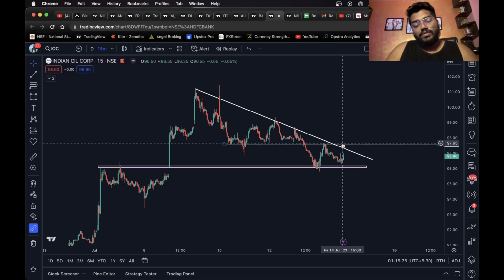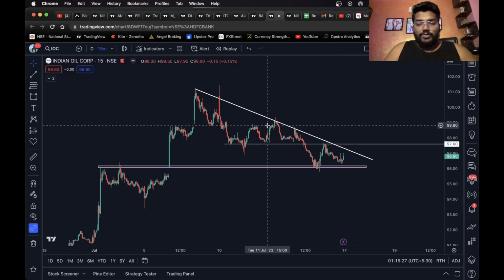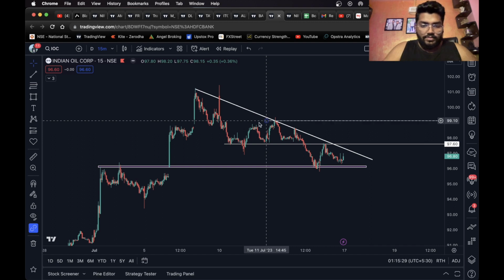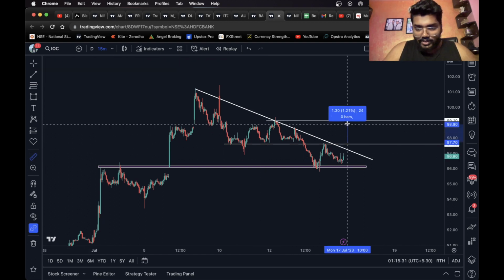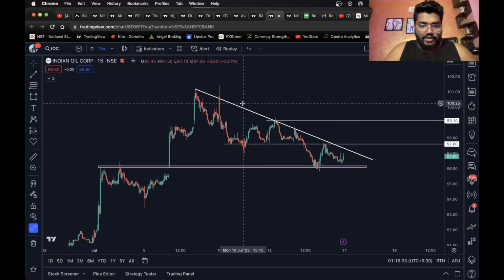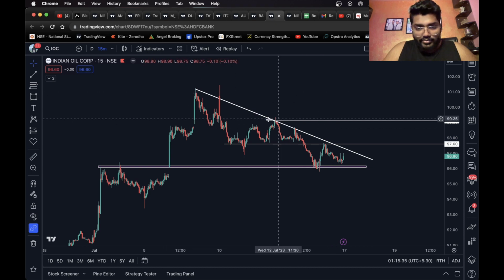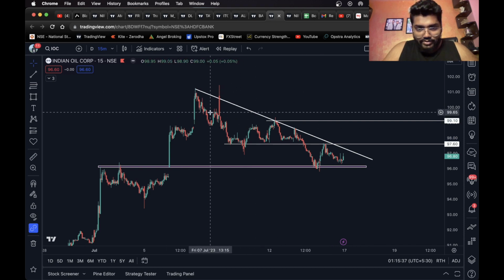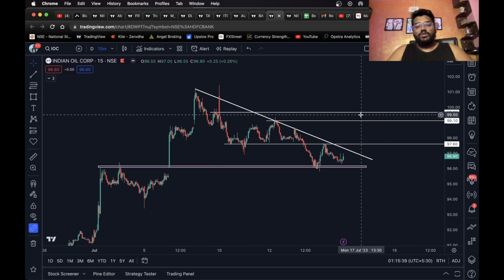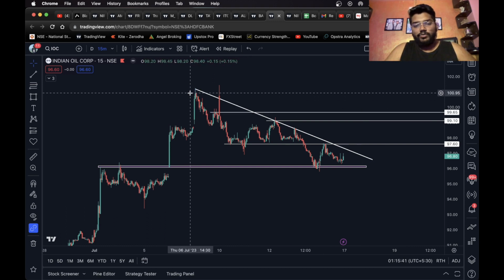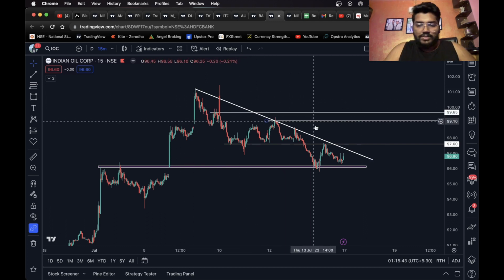and only after it closes above this horizontal level, you can take a long entry. This looks like a resistance to me. I'll just check, 1.5%, perfect. And if you want to hold it further, you can just hold it till this level also. This level would be too big, so these two levels are enough for intraday.